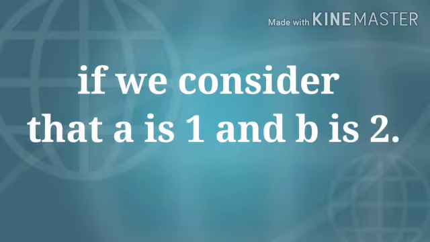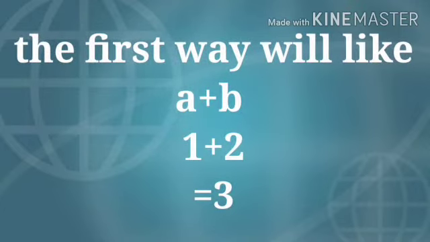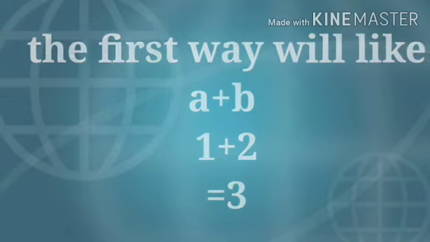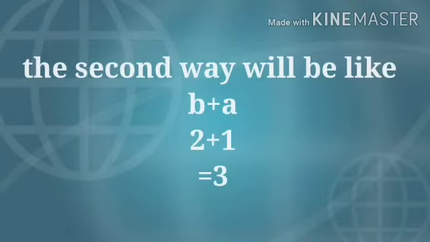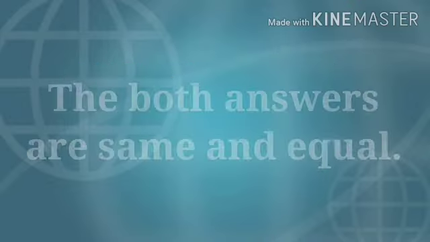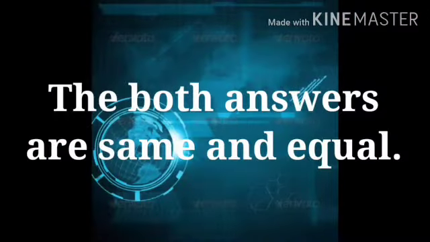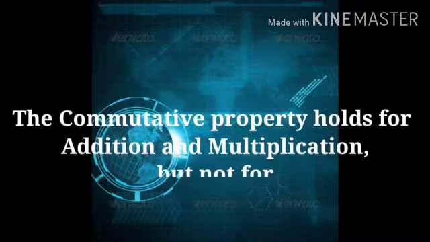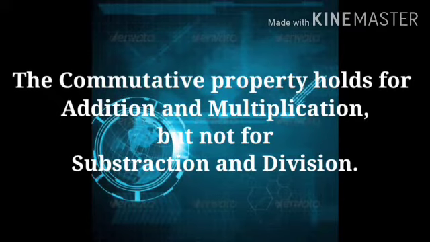If we consider that a is 1 and b is 2, the first way will be a plus b, which means 1 plus 2 is equal to 3. The second way will be b plus a, which means 2 plus 1 is equal to 3. Both answers are the same and equal. Commutative property holds for addition and multiplication, but not for subtraction and division.